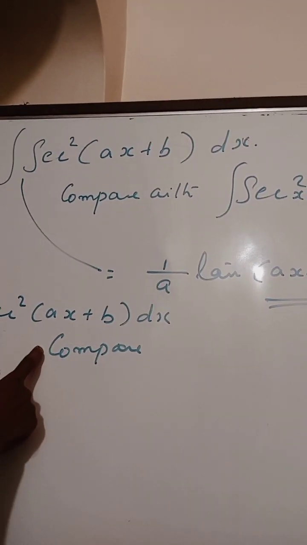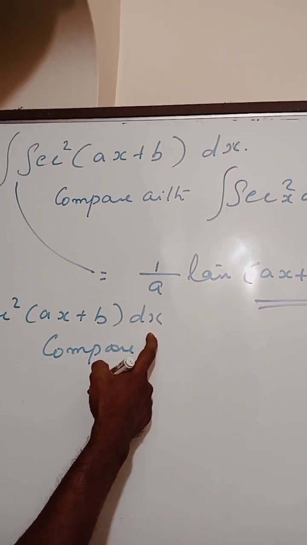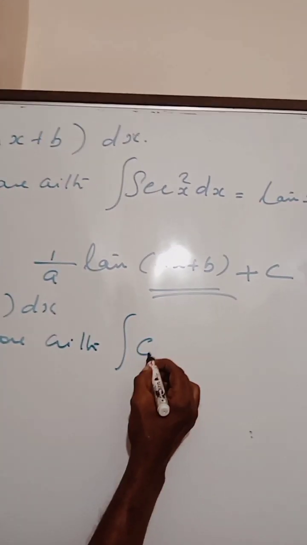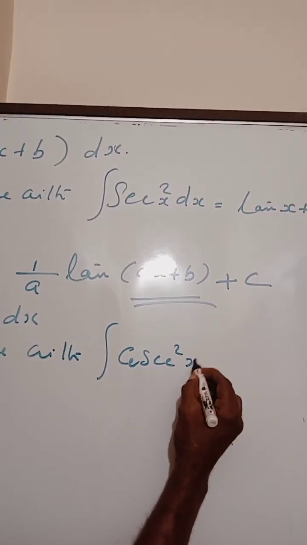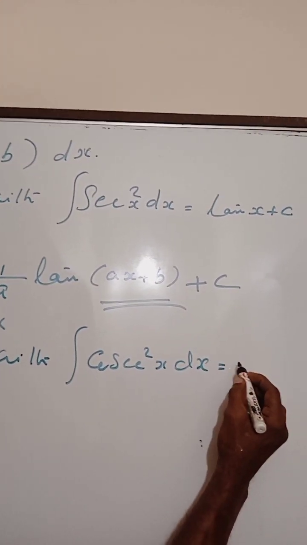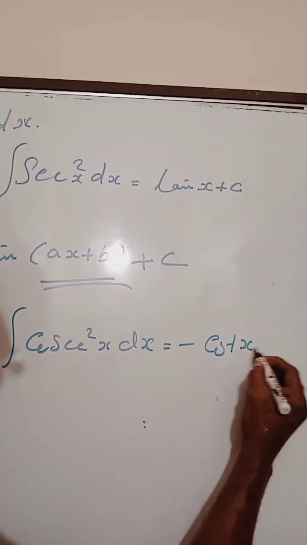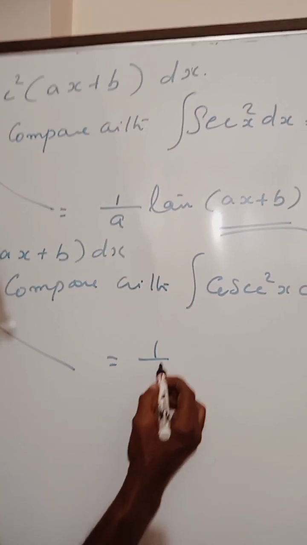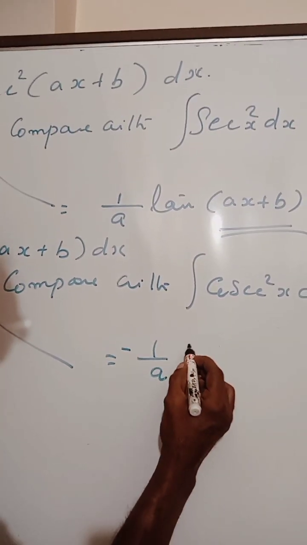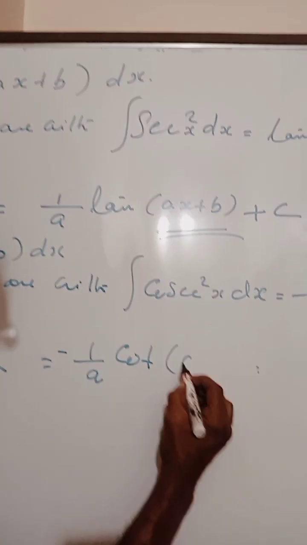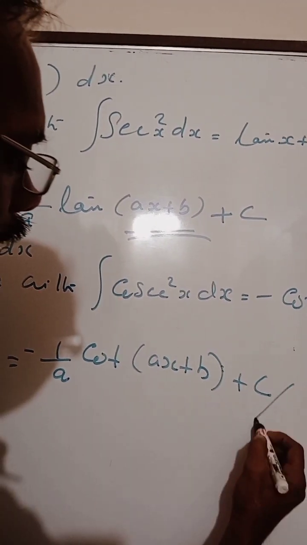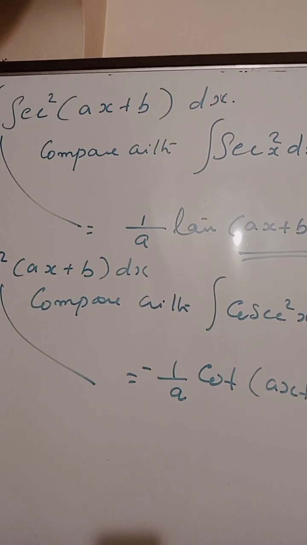Eighth one is integration of cosec squared of ax plus b dx. This we have to compare with the integration of cosec square x dx is equal to minus cot x plus c. Therefore, this is equal to minus 1 by a into cot of ax plus b plus c.